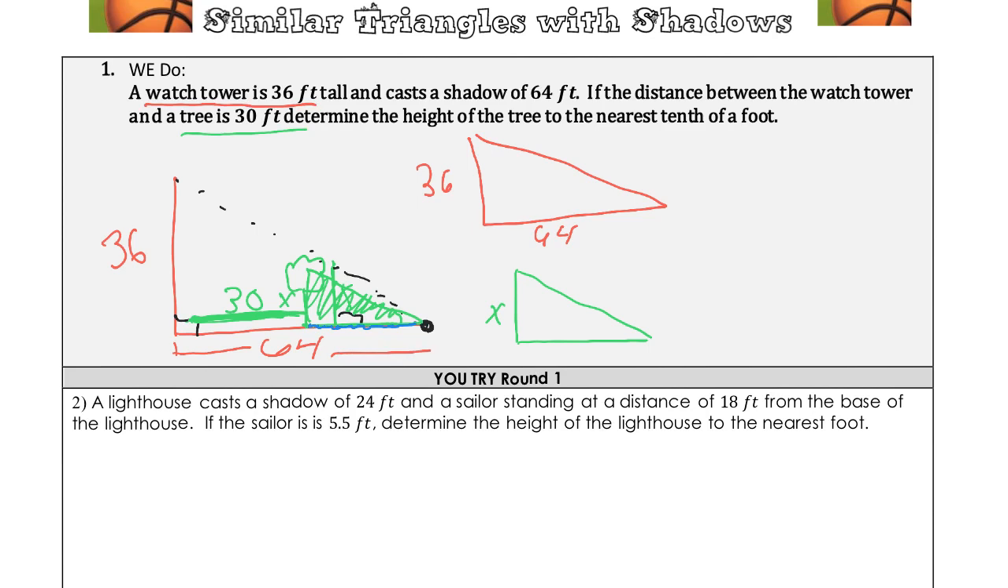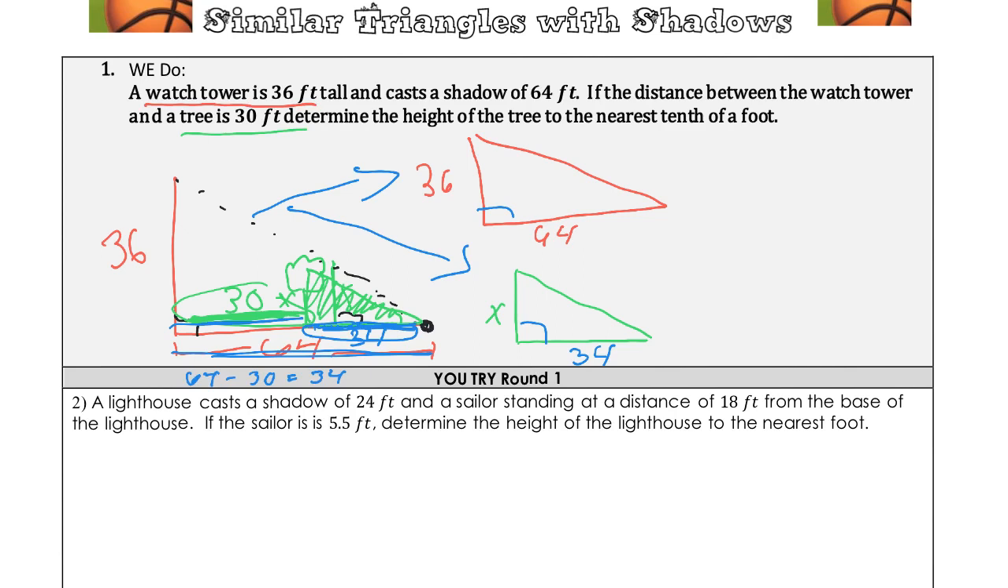So if from here to here is 64, and part of it is 30, we got to find the other part of that line. So 64 minus 30 equals 34. So that is how long the shadow of the tree is, 34. Because 34 plus 30 would equal the whole line of 64. So setting up your triangles is the most important part, drawing a good picture, and then separating the two triangles that are right triangles.